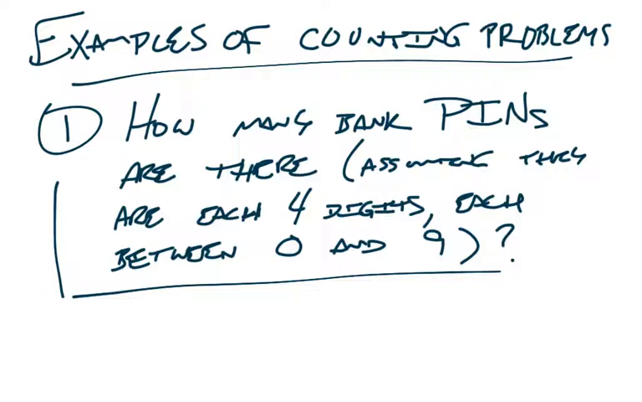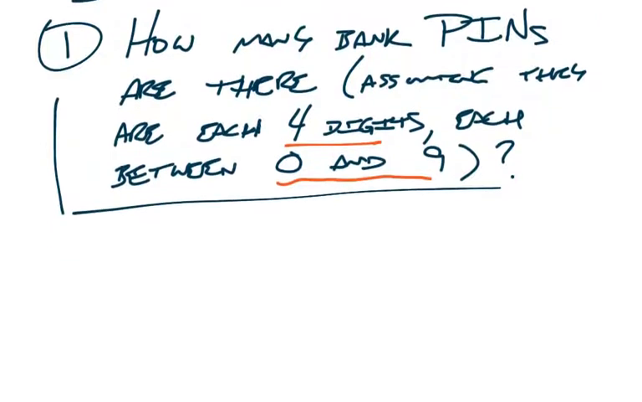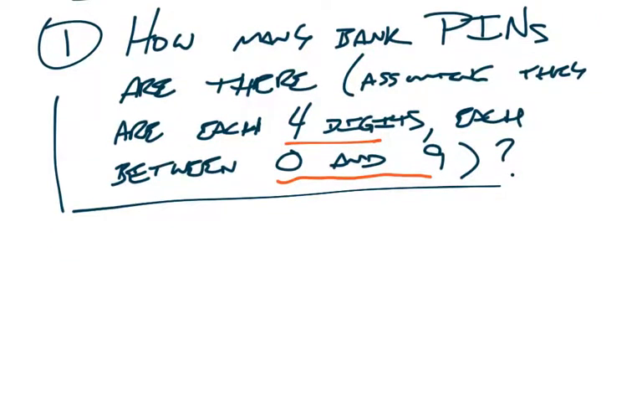All right, so a very simple one would be to ask this question: how many bank PINs, personal identification numbers, are there? And here I'm assuming that the PINs have 4 digits, and those digits can only be between 0 and 9. So the numbers 0, 1, 2, 3, 4, 5, 6, 7, 8, 9. All right? So what we're going to do here is take the point of view that we are trying to make a PIN, and we're told that it has 4 digits.